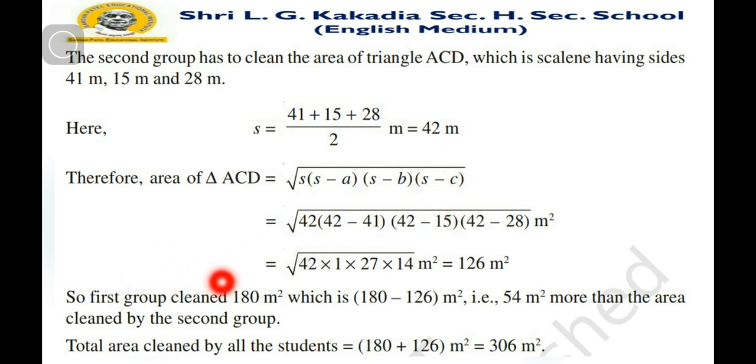So the first group cleaned 180 meter square, which is 180 minus 126, that is 54 meter square more than the area cleaned by the other group. The total area cleaned by all the students is 180 plus 126, which is equal to 306 meter square. So in this way we can find the area of the given quadrilateral.